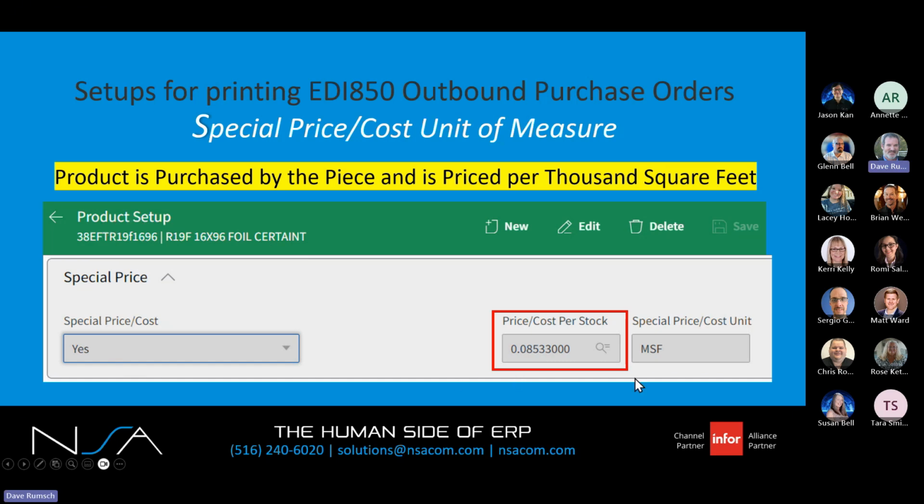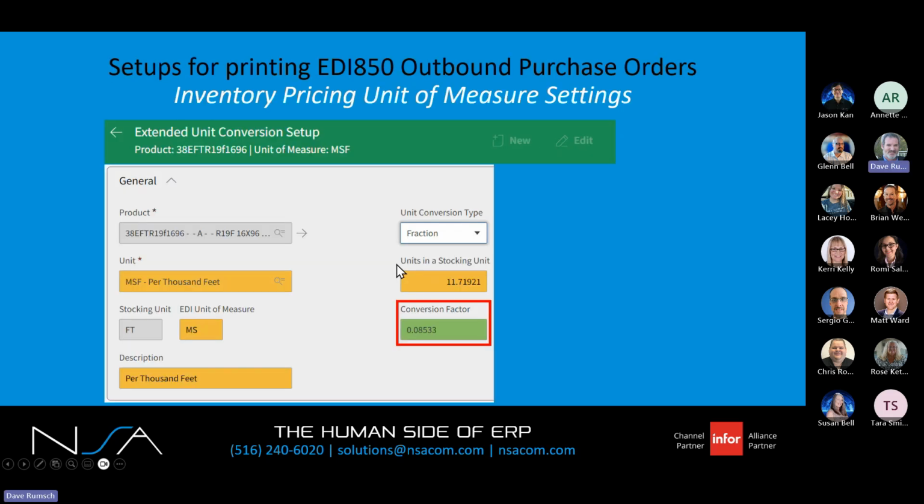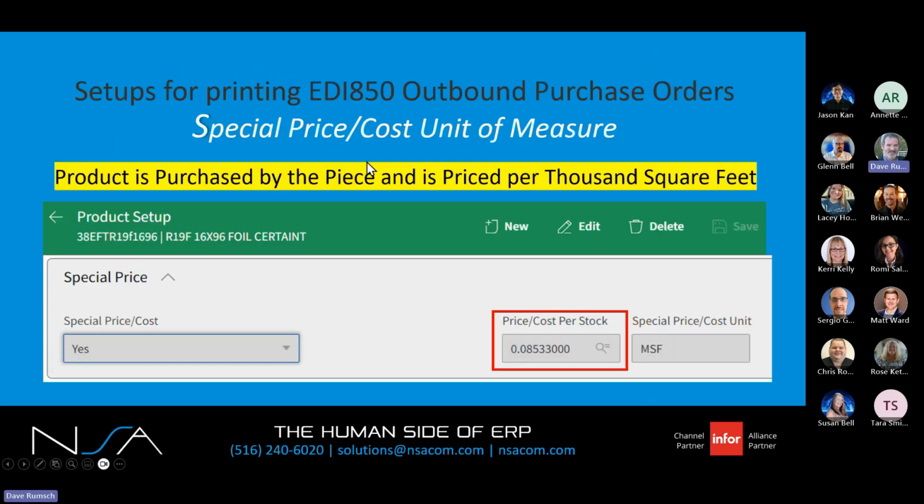And I'm going to say that I'm going to buy that per 1,000 square feet. And the price of that is, and the vendor will give us this information, 0.08533,000. And that's how they want to see it when you buy it. Price per 1,000 square foot at that rate. Now you also have to set up, notice this is the pricing conversion.